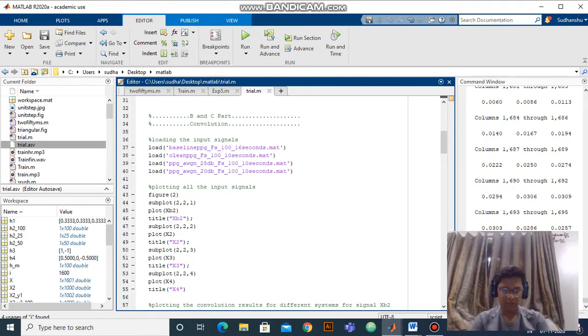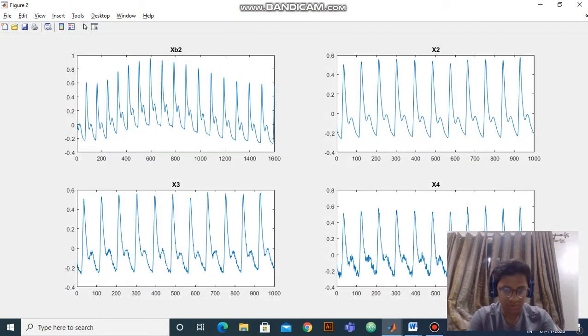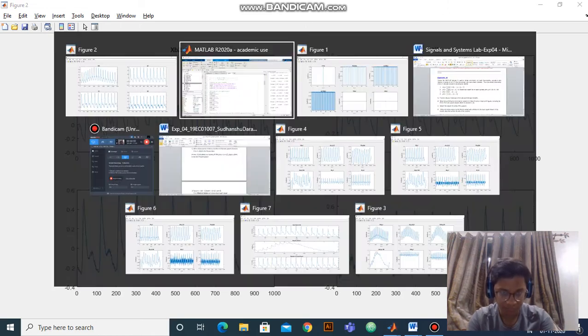We have loaded them into MATLAB with the help of the load function, and MATLAB automatically assigns variables to them. So these are the 4 input signals that we have: xb2 the first signal, x2, x3, and x4. We'll be doing the convolution of these 4 input signals with the 6 impulse responses that we defined earlier.